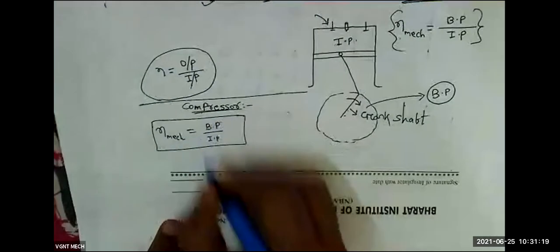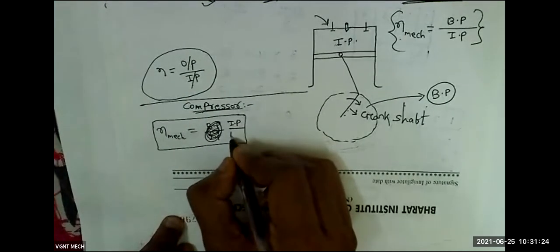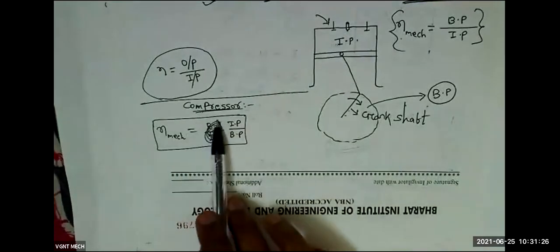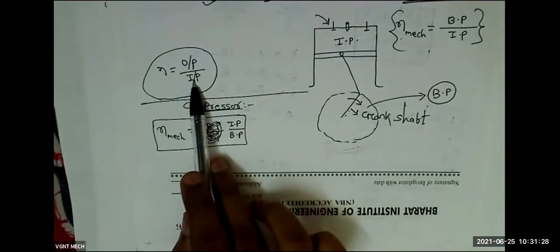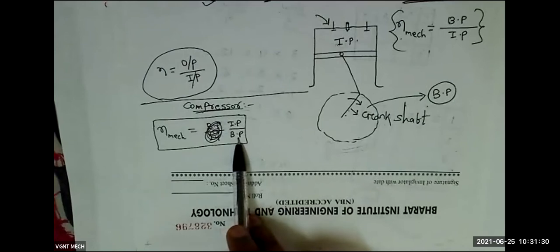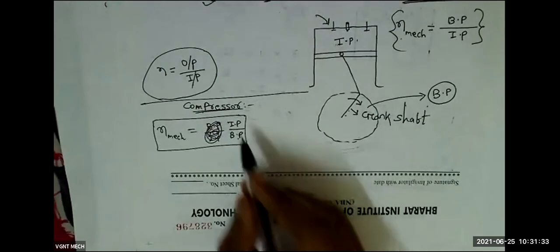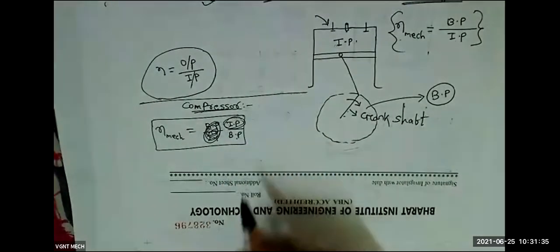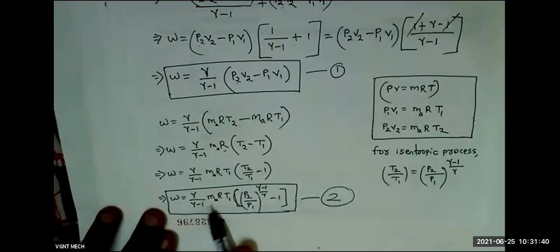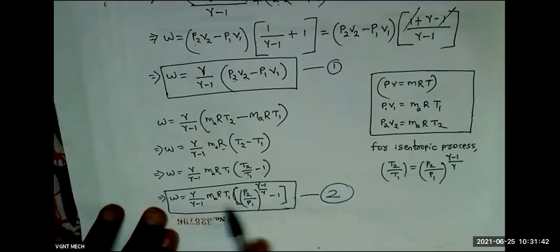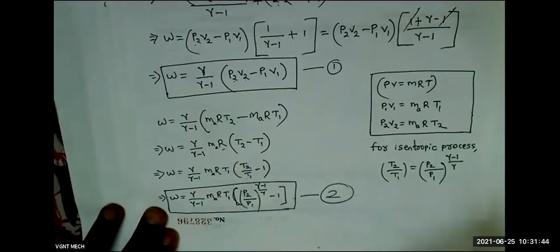That's why for a compressor, in place of input power, we have written brake power. And what is indicated power? Whatever work done we have to compress the air, this is the indicated power. So now I will give the definition of mechanical efficiency of a compressor.